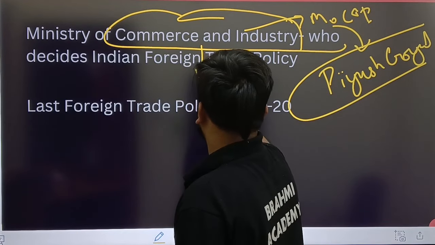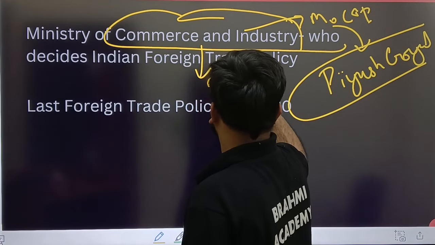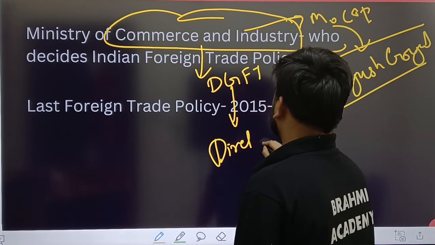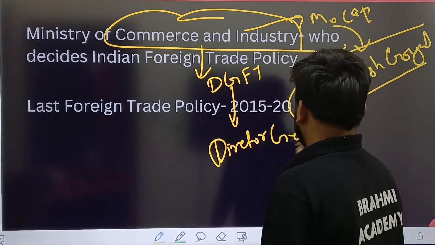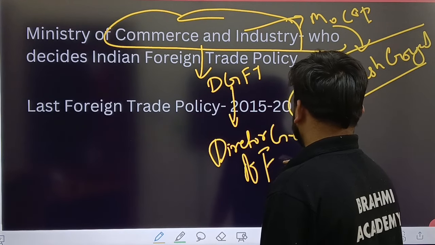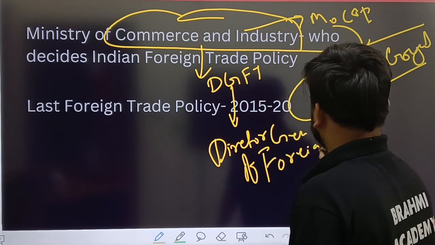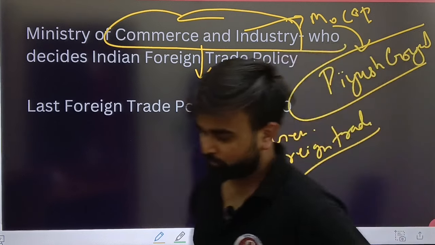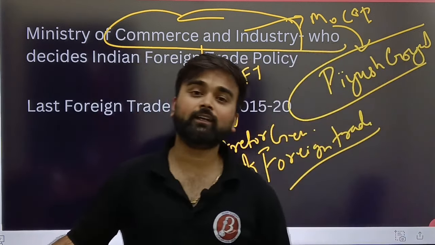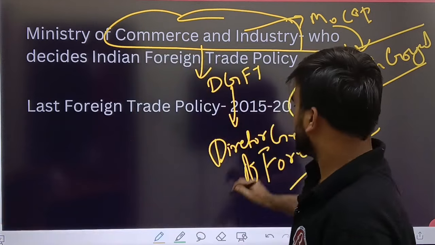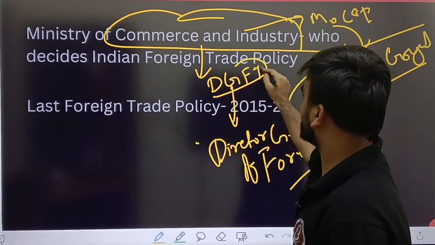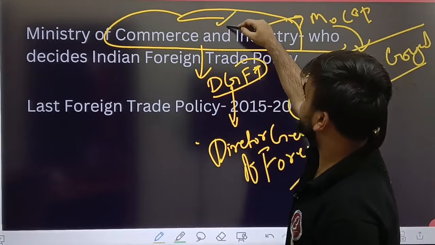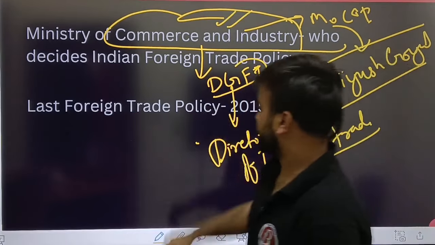The person who gives it is the DGFT, Director General of Foreign Trade. Hopefully you people too can one day achieve these sort of ranks. So DGFT is the one who tells you about the foreign trade policy, and it is from the Ministry of Commerce and Industries.